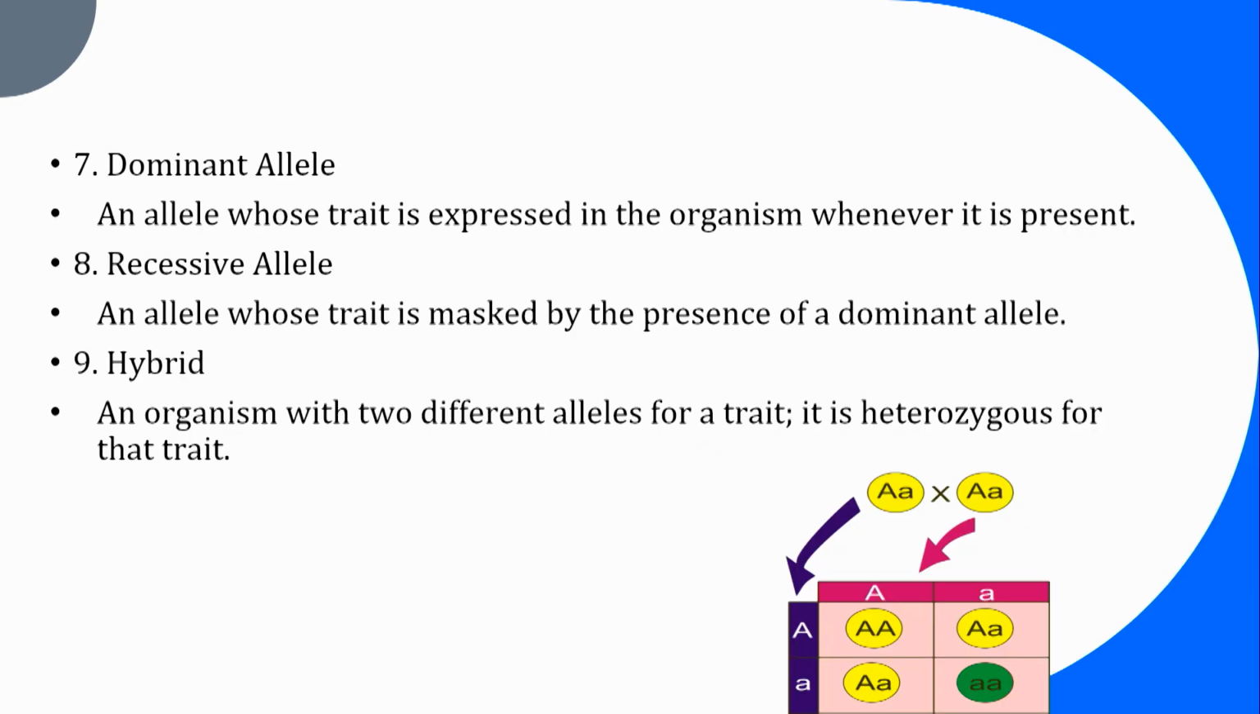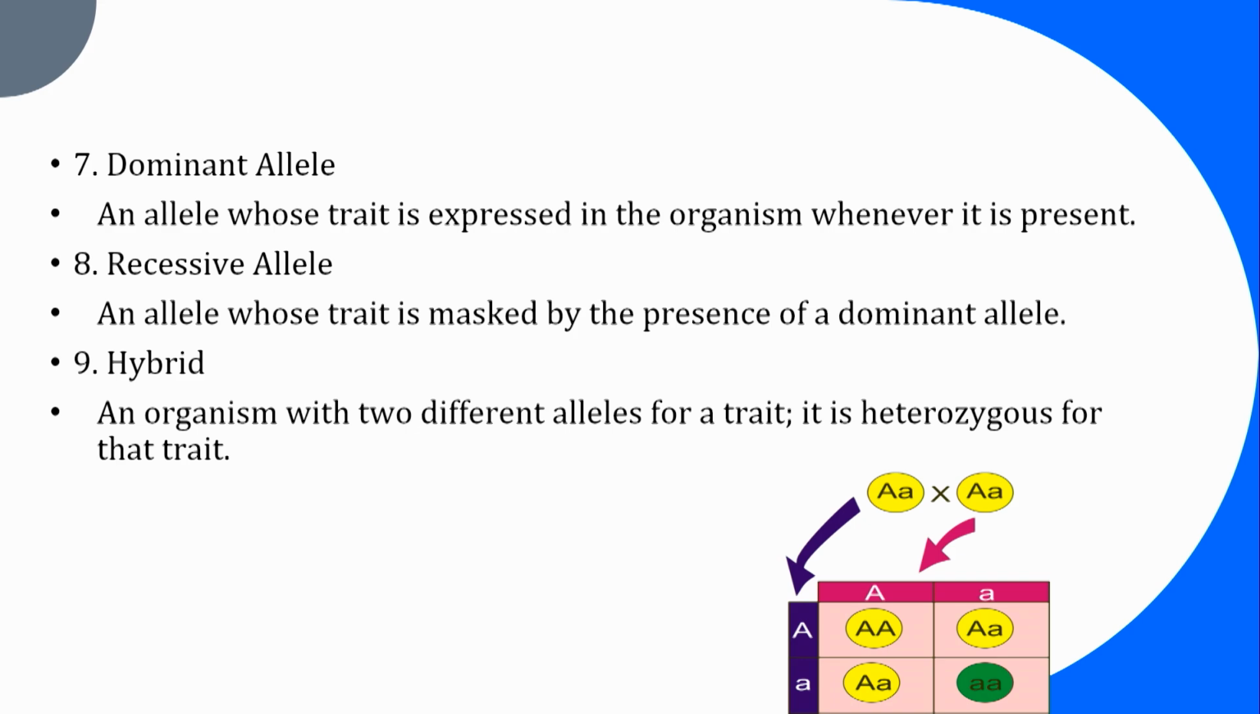Okay, let's keep it going. We're about halfway through these. All right, number 7 is the dominant allele. Remember that a dominant allele is an allele whose trait is expressed in the organism whenever it is present. So if you have a capital letter, it's going to show. It's going to overpower the recessive allele, which is our next term.